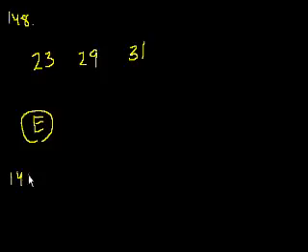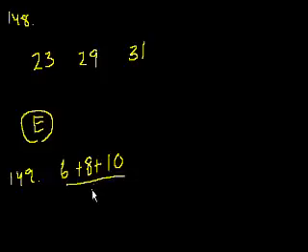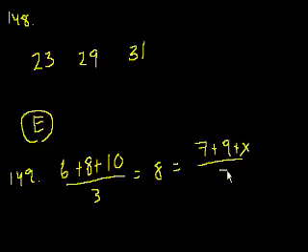Problem 149. The average of 6, 8, and 10 equals, so the average of 6, 8, and 10. So first of all, what's the average of 6, 8, and 10? Well, let's just do it. 6 plus 8 plus 10. But you could immediately see that the average is going to be 8, right? Because you have 8 in the middle, and both of these numbers are 2 away from it. But that divided by 3 is equal to 24 divided by 3 is equal to 8, right? 24 divided by 3. And that's equal to the average of 7 plus 9 plus x over 3.